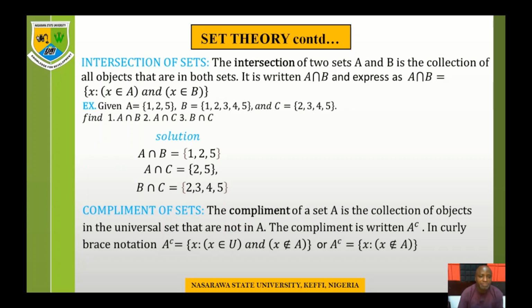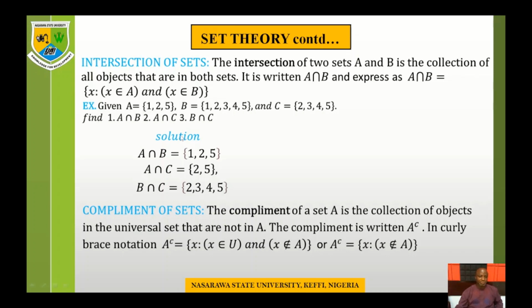Intersection of sets. Intersection means the common elements between the two. You look at set A, look at set B, and see which elements are common between the two. You pick those elements. Those elements are called the intersection of the two sets.